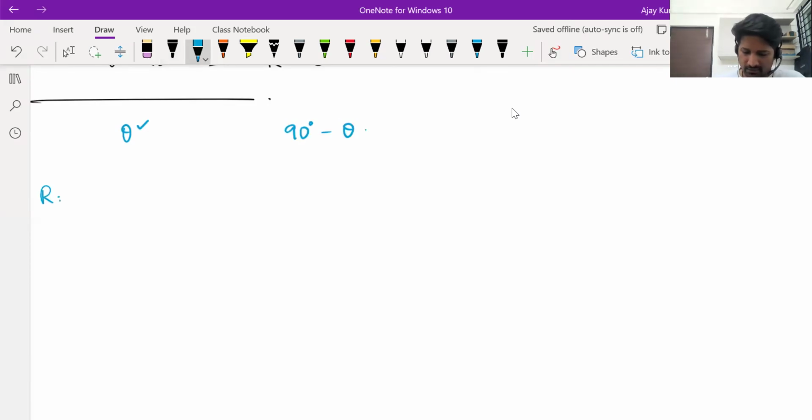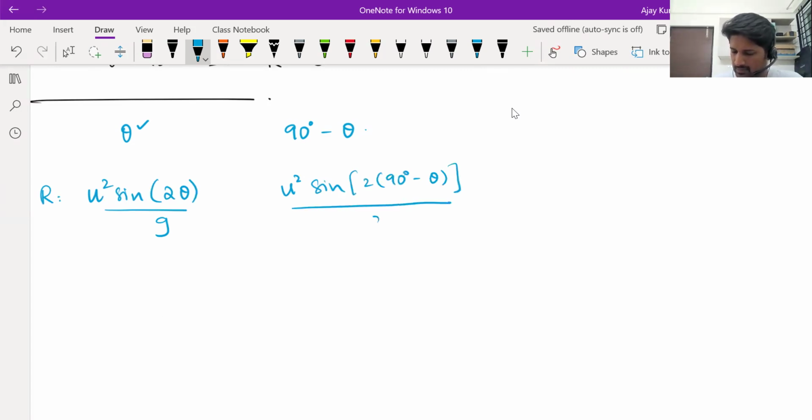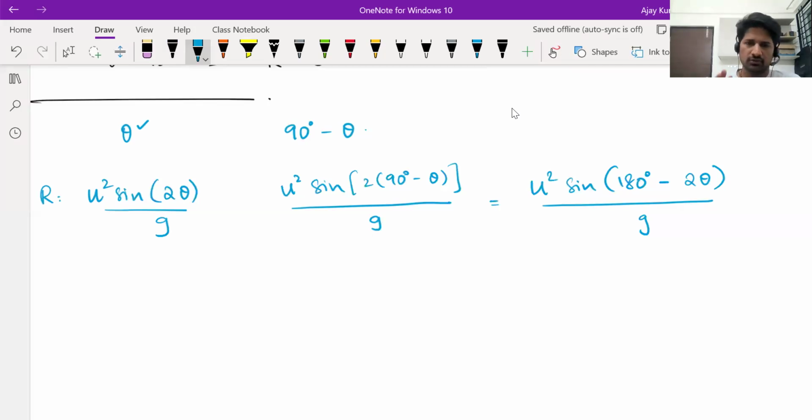In this case, the range will be u square sine 2 theta by g. And in the second case, the range will be u square sine 2 into (90 minus theta) divided by g. So the left hand side, let's keep it as it is, u square sine 2 theta by g. The right hand side becomes u square sine of (180 degrees minus 2 theta) divided by g.